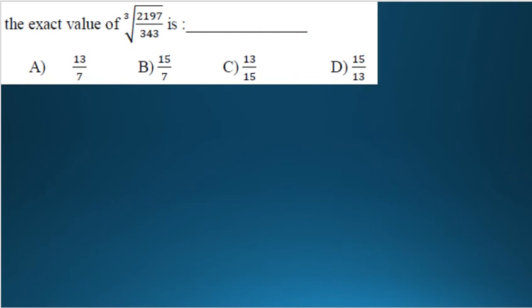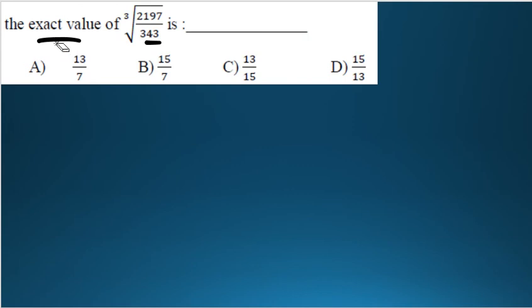The next question, it says, what is the exact value of this cube root? As you see here, the two numbers are under a cube root. What number will be cubed and give you this result, and what number will be cubed and give you this? As to me, you have to be systematic.